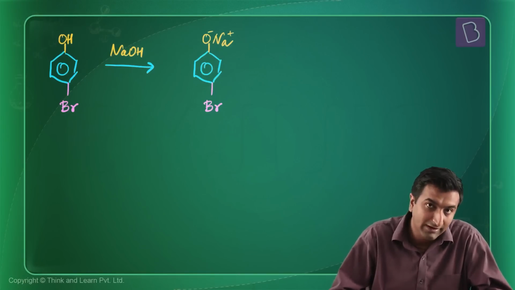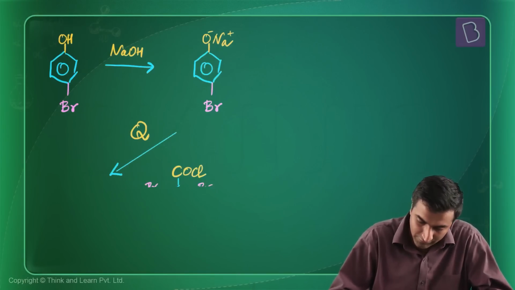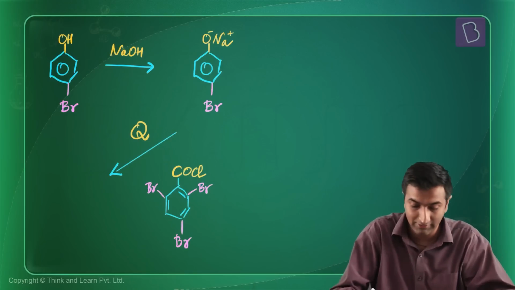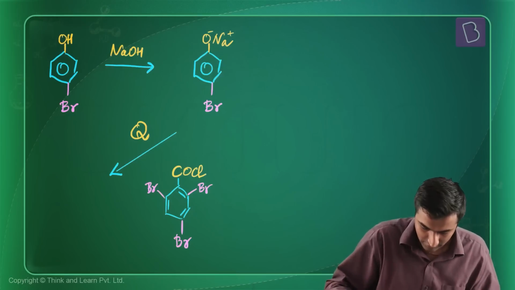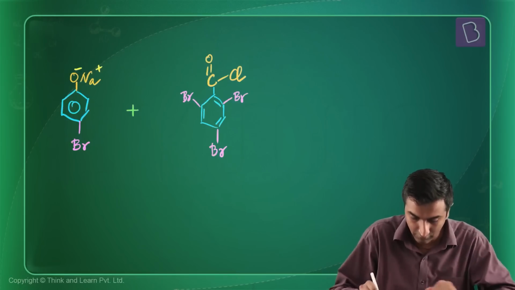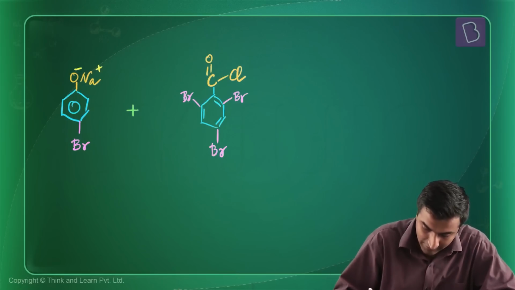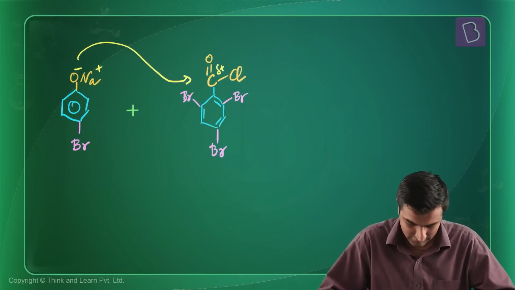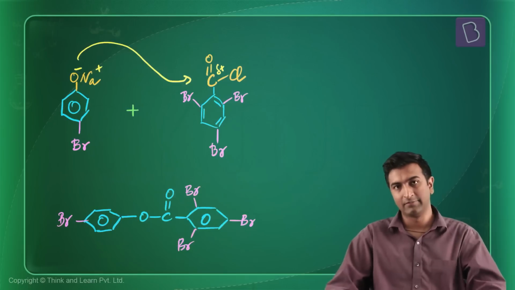Now this, when you react with Q, what happens? What was Q? Remember, it was this compound, the tribrominated product, which we figured out from the first scheme. I'm reacting this with this. Let me write that down again to explain what happened. So this is negative, and this is electrophilic. So it attacks here, and you get this product right here. And this is an ester.